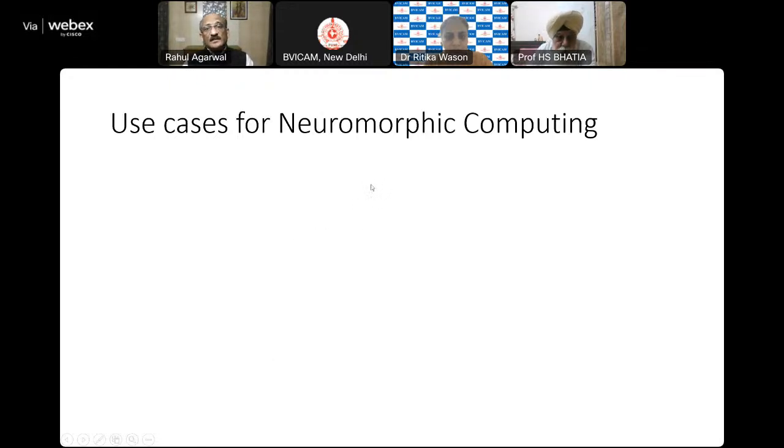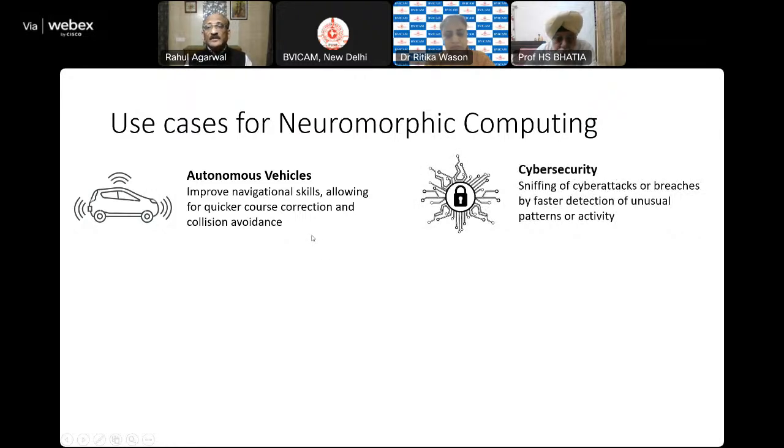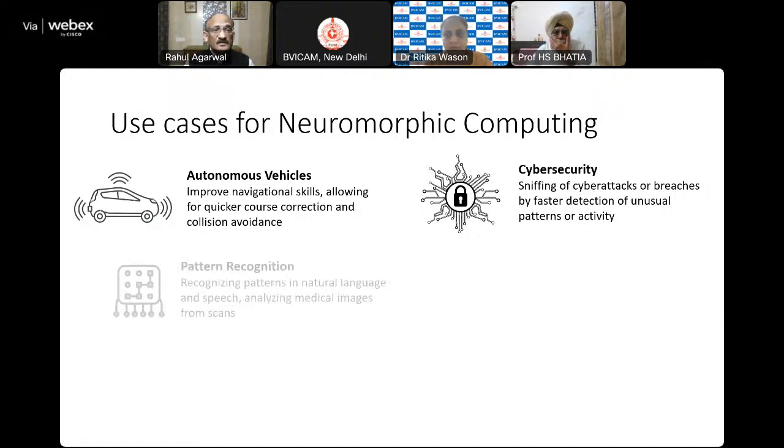There are different use cases, like autonomous vehicles. They improve on navigational skills, allowing for quicker course correction and collision avoidance. Since this AI would be faster, it can be better in terms of navigation. Then cybersecurity could also be better by sniffing out cyber attacks or breaches faster, so you can take quick actions to identify any attack and take corrective actions.